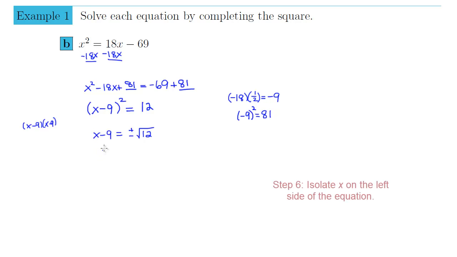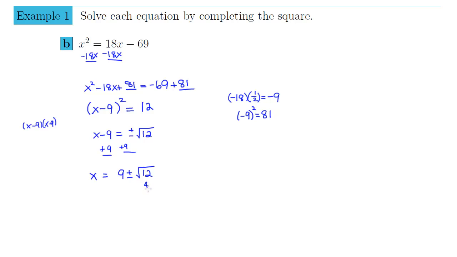To finish, we isolate x. That is, we add 9 to both sides of our equation. And that's going to give us that x is 9 plus or minus the square root of 12. Observe we can simplify just a little farther because square root of 12, remember, is 4 times 3, which we can rewrite simply as 2 times the square root of 3, because the square root of 4 is 2. Or if you like, 2 times 2 is 4, and so we can pull out a factor of 2. That tells me then that x is equal to 9 plus or minus 2 times the square root of 3.